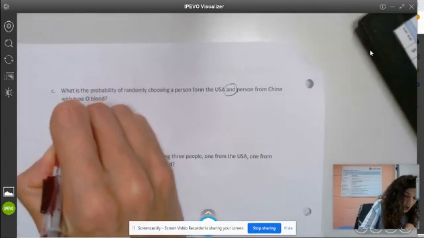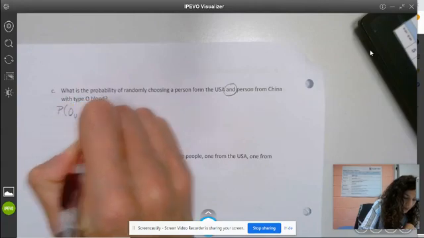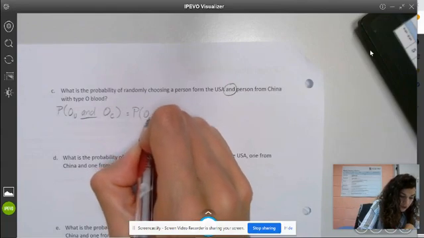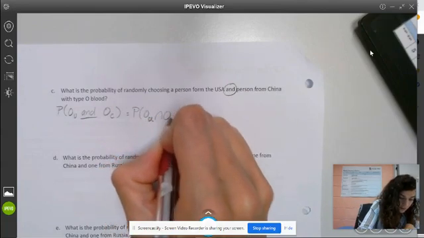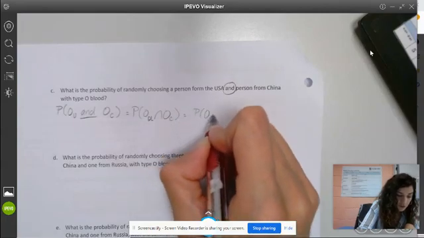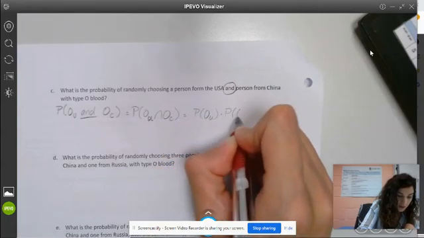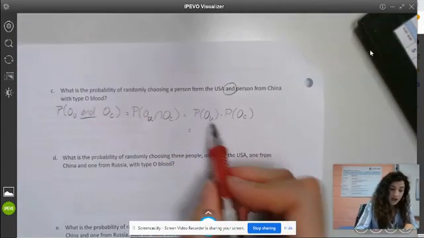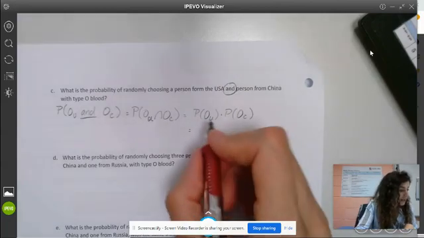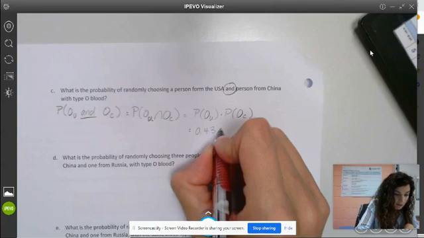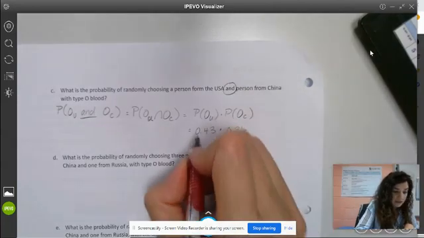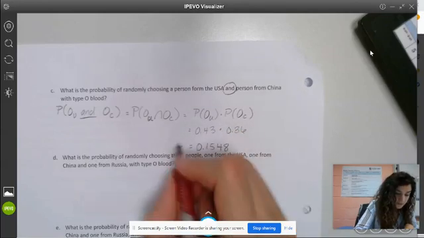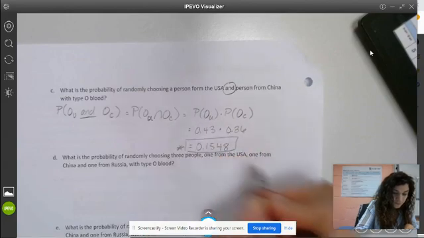So the probability of O from the USA and O from China is the bridge of those 2, which means that we need to multiply those probabilities. O sub C is China, O sub U is the States. The probability of O in the United States is 0.43. The probability of O in China is 0.36. Multiplying them together, we get 0.1548.